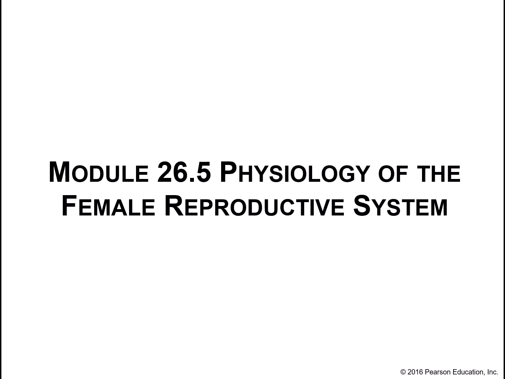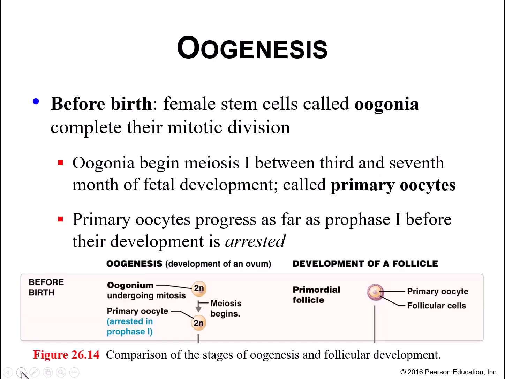All right, welcome to the second lecture on chapter 26 for the female reproductive system. For this lecture, we'll be looking at the physiology of the female reproductive system. So as we discussed earlier, our gamete is made in the ovaries, and the process by which the gamete, our oocyte, is made is oogenesis.